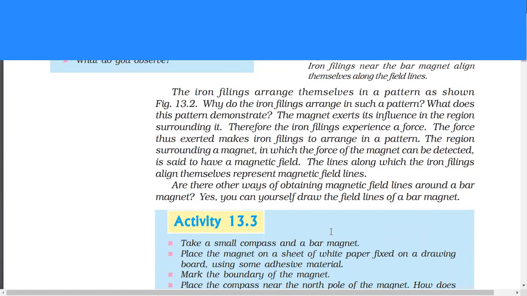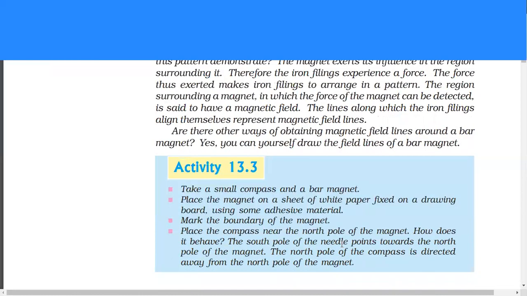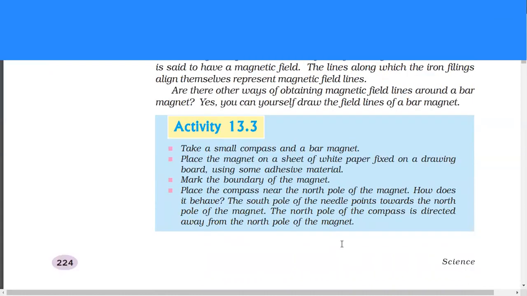The magnet exerts its influence in the region surrounding it. Therefore, the iron filings experience a force. The force thus exerted makes iron filings arrange in a pattern. The region around the magnet in which the force of the magnet can be detected is said to have a magnetic field. The lines along which the iron filings align themselves represent magnetic field lines. Are there some other ways of finding or obtaining magnetic field lines around a bar magnet? Yes, you can yourself draw the magnetic field lines of a bar magnet.